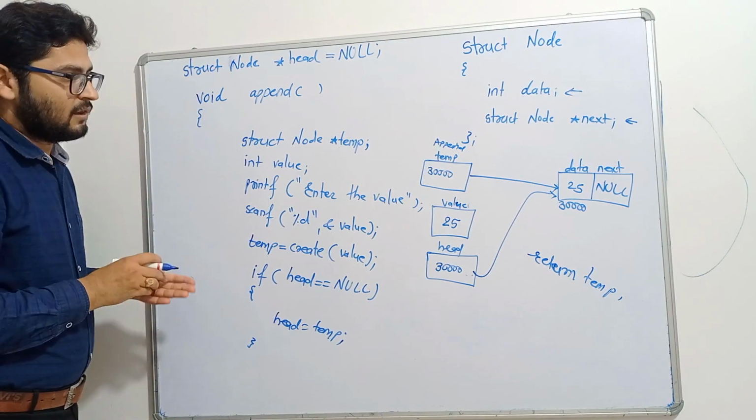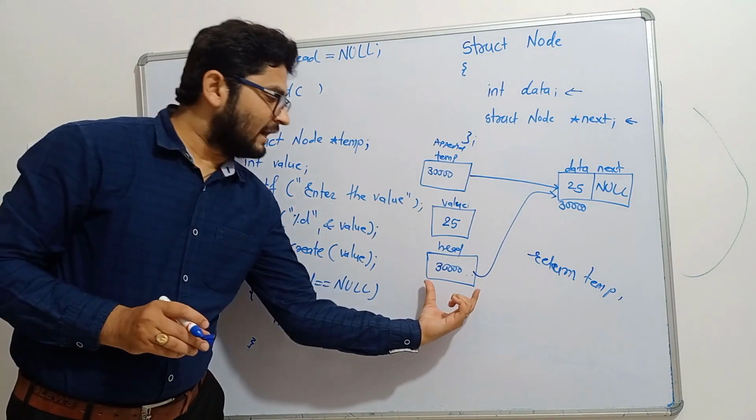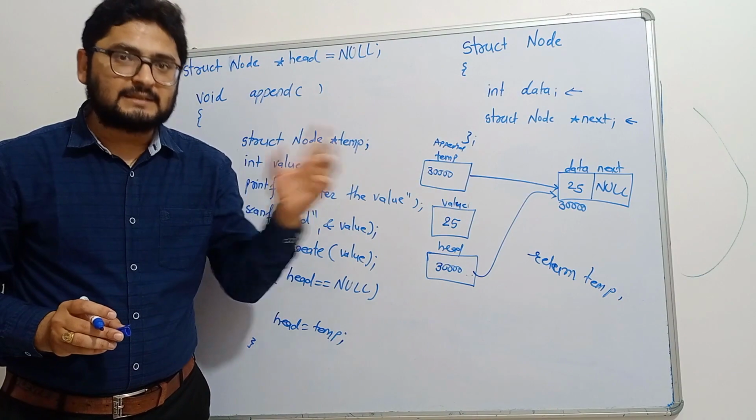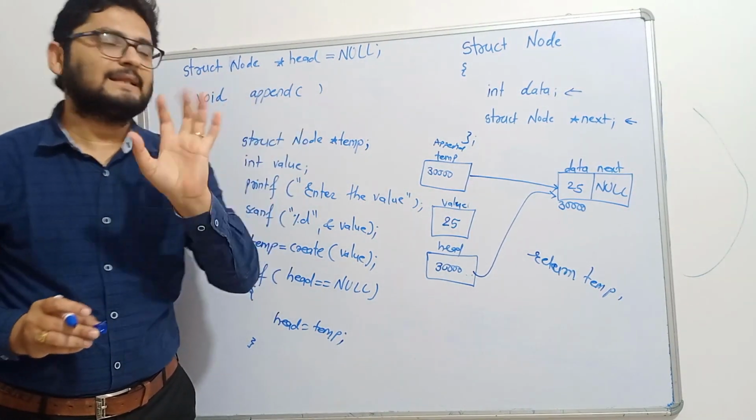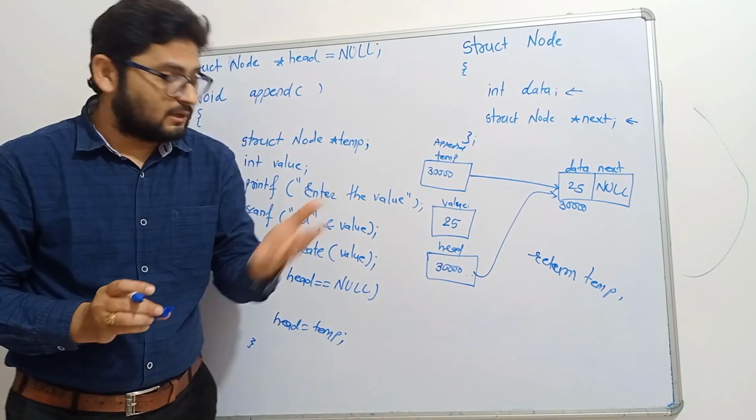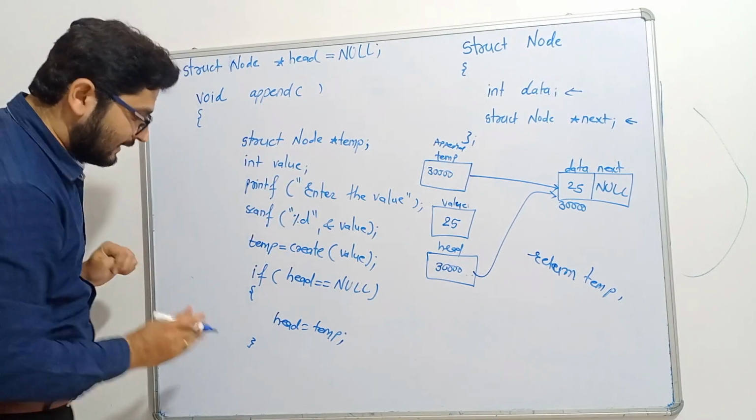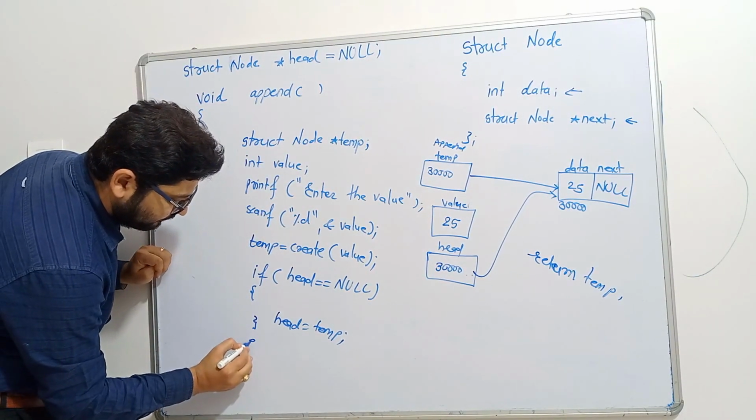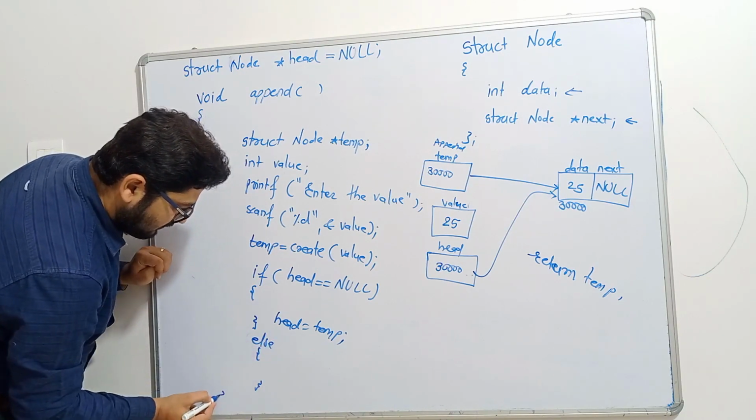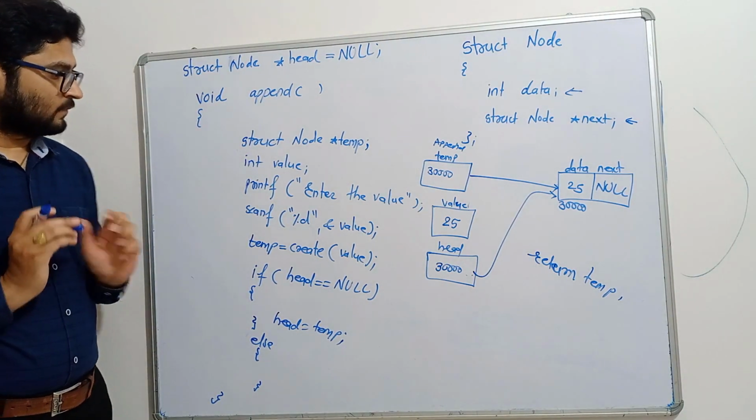So in this way, if the head is null, that means the linked list is empty. Now the head will be pointing to the newly created node, and now the linked list has one node, that is nothing but the first and the last node of the linked list. Now another case arises: there can be a number of elements in the linked list. For that you have to write an else part over here. Now we will see this else part in detail.